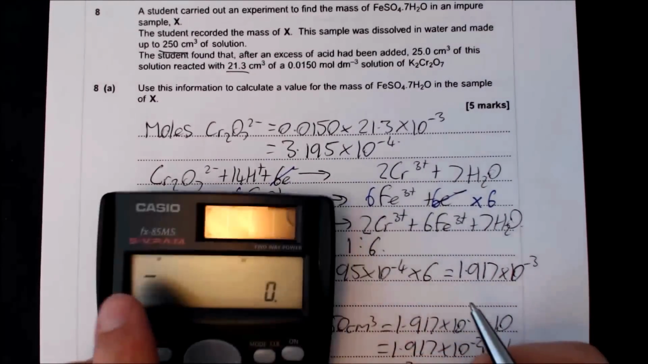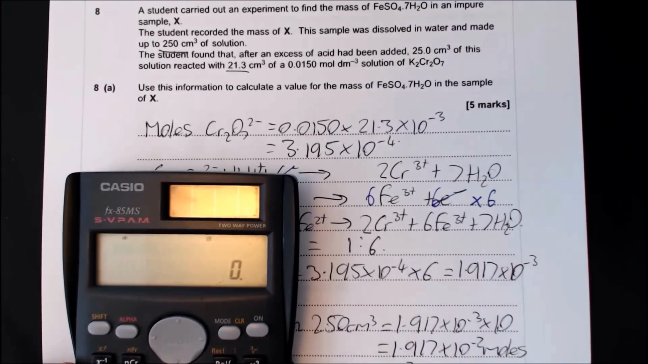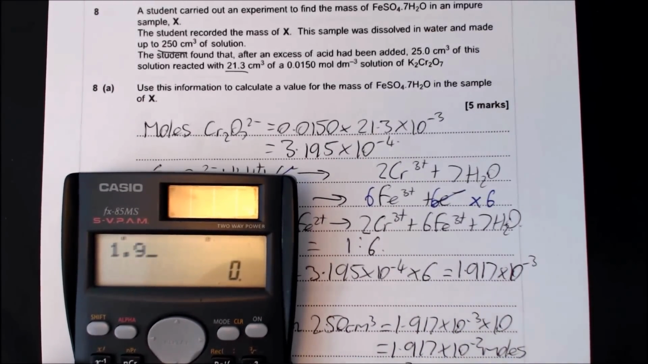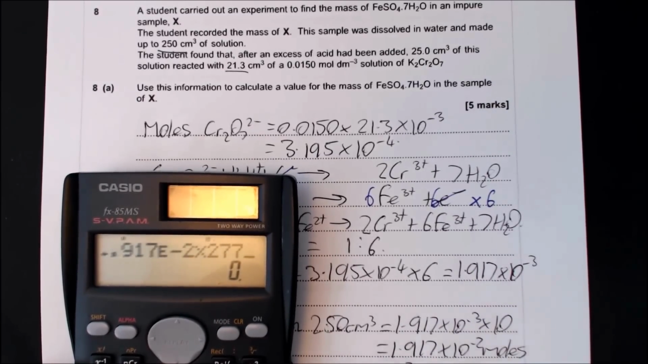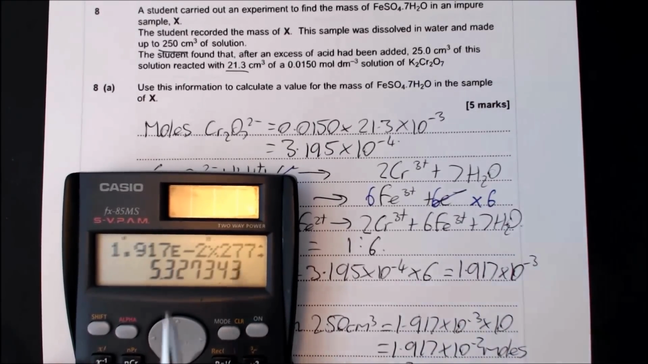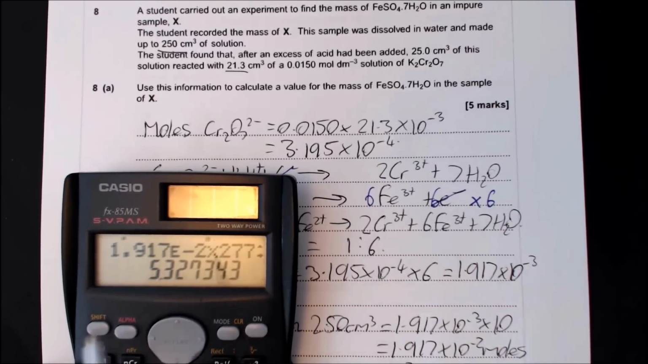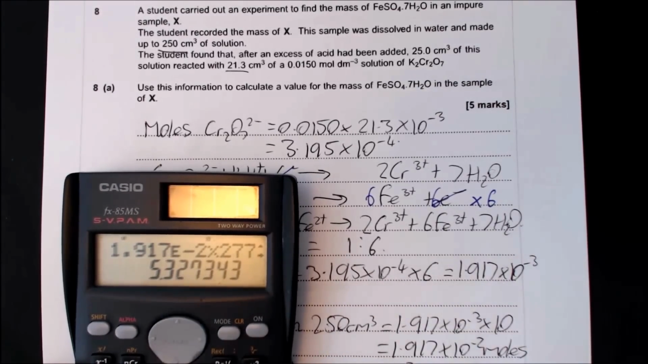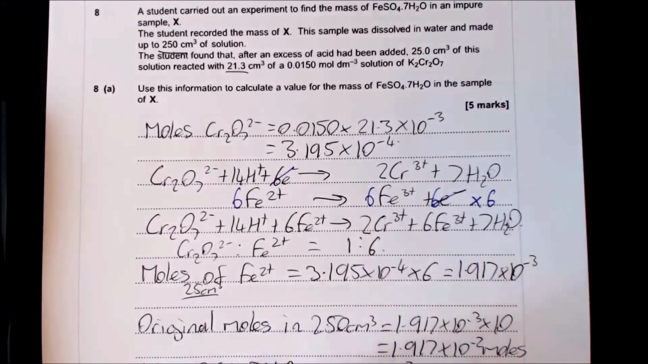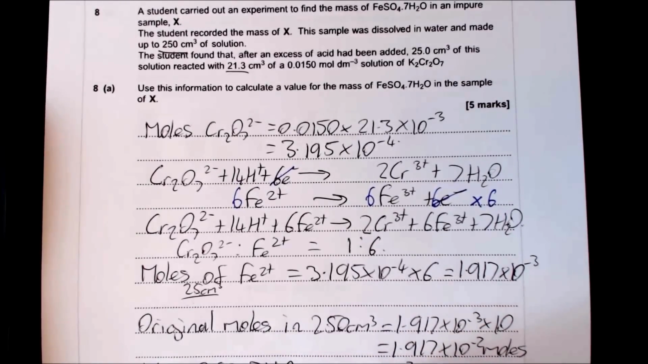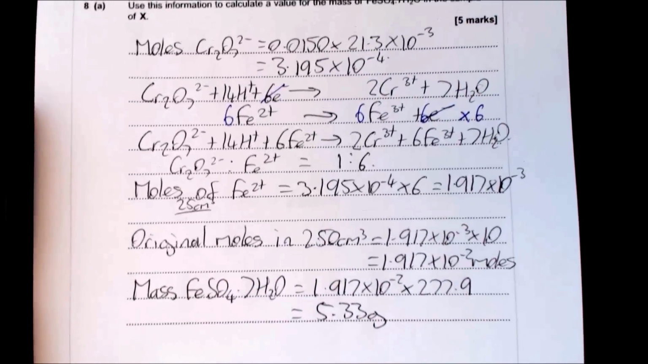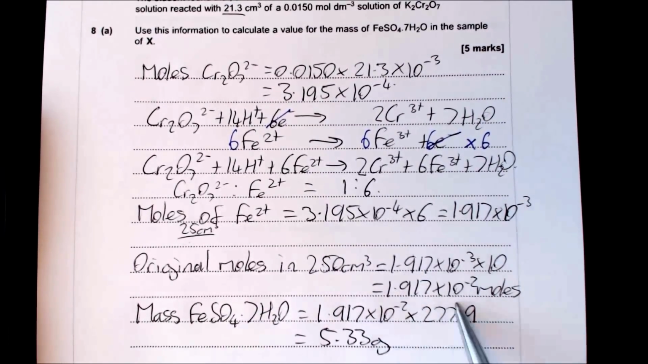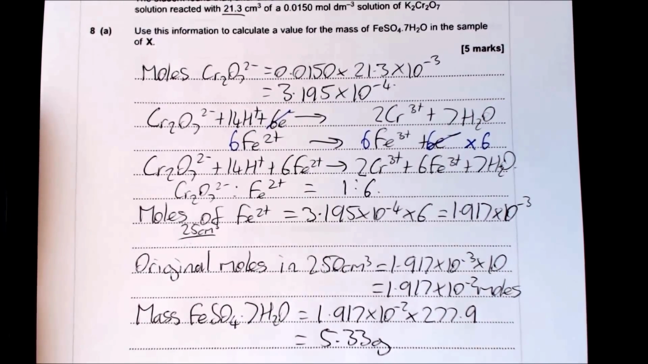And then if you put that into your calculator, so bring the calculator back in, so that's 1.917 times by 10 to the minus 2, multiply that by 277.9, and we should get a mass of 5.327. So what we'll do is round that up to 5.33. So that equals 5.33 grams. And there you go. So you can see there's our setup. And we're going to just go through the marks there now.